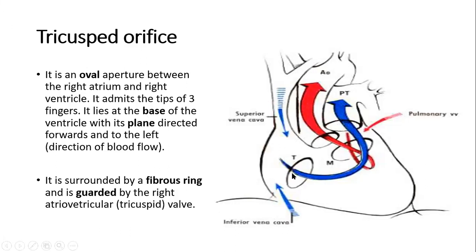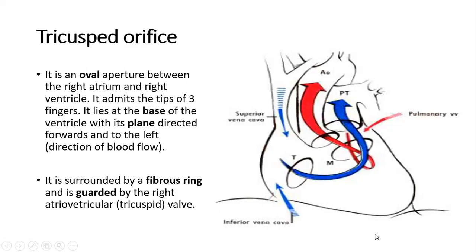The blood enters first into the heart through the superior and inferior vena cava as well as the coronary sinus. So all the venous blood will come into the right atrium, and from there it will enter the right ventricle through an opening or orifice that is called the tricuspid orifice. If you see the shape, it is almost an oval aperture. It is not round, but it is an oval opening between the right atrium and the right ventricle.